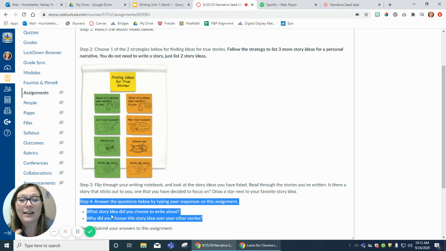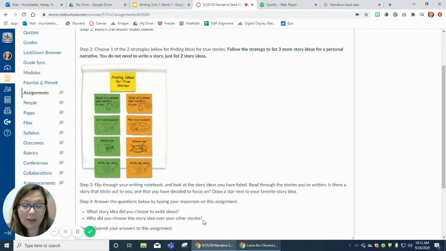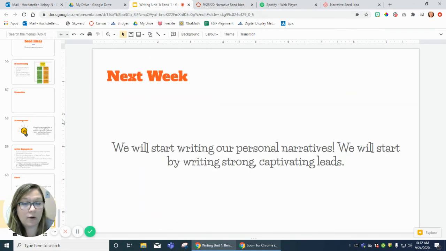So I'm really excited to see what story you pick for your seed idea. And I'm looking forward to starting next week, which is when we are going to start writing our personal narratives. So the very first writing session we have next week will be about creating a strong and captivating lead or hook to the beginning of our story. So by next week, you need to really have that seed idea chosen and be ready to get going writing it.